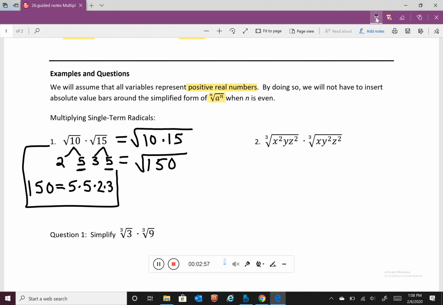And 5 times 5 is 25. It's a perfect square. And then 2 times 3 is 6. It is not a perfect square. So this is equal to the square root of 25 times 6. And now, undoing our product property, we can take the square root of 25, which is 5, and the square root of 6 cannot be simplified.